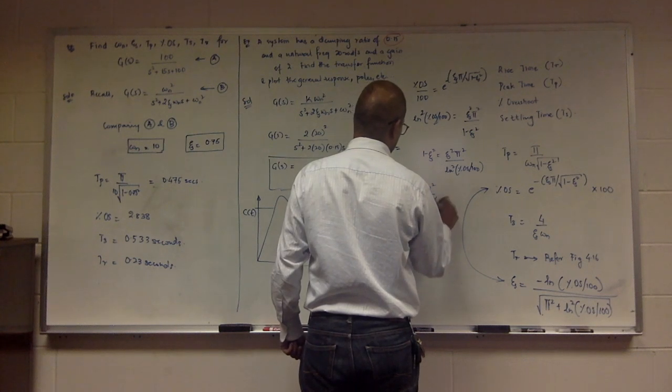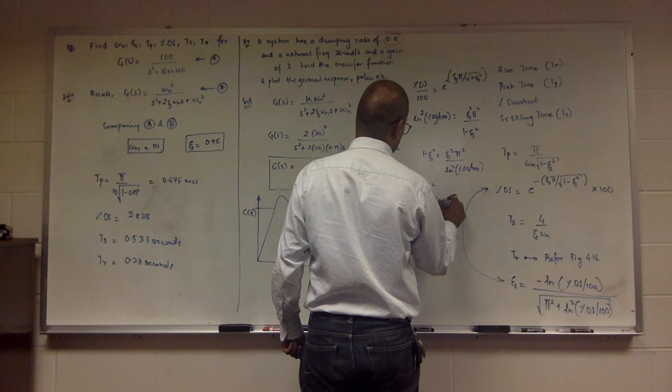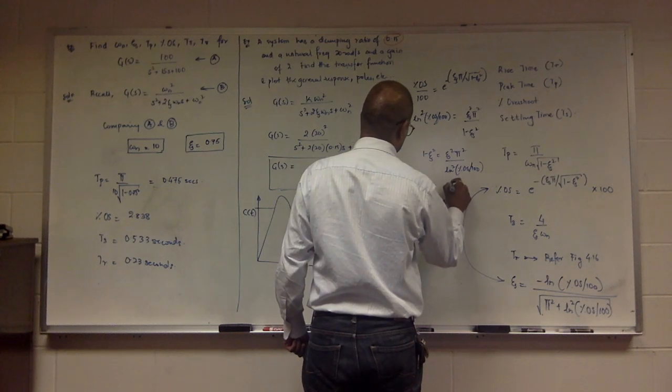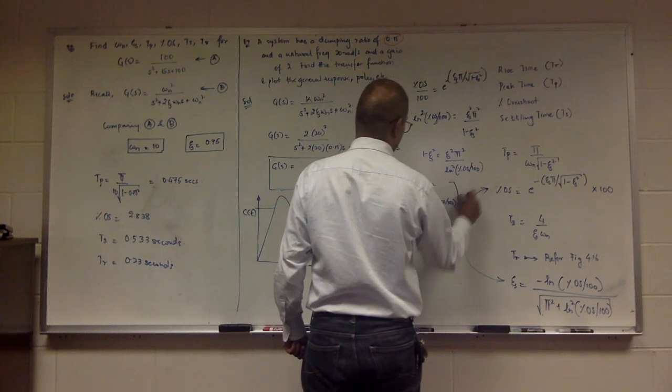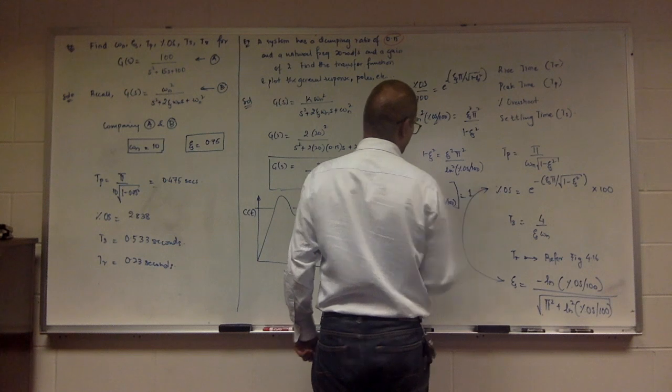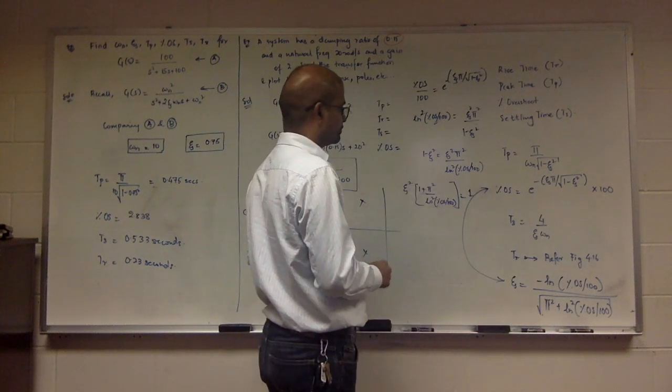Where do you get 1 plus pi squared? Hmm? Hey, now I'm confused. Start over. Okay. You sure you're doing this right? Why is it 1 plus pi squared?